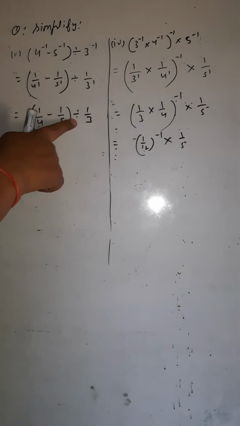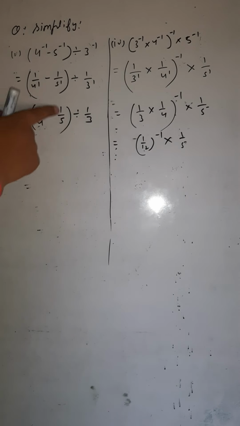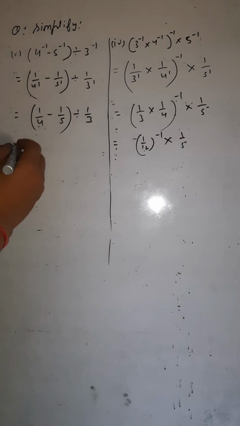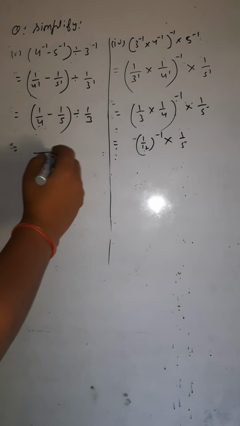Now you would change this division into multiplication, but before this just solve the inside one here. How do you solve this? Take the LCM of 4 and 5, because subtraction is there now. So you would take the LCM of 4 and 5. What is the LCM of 4 and 5?